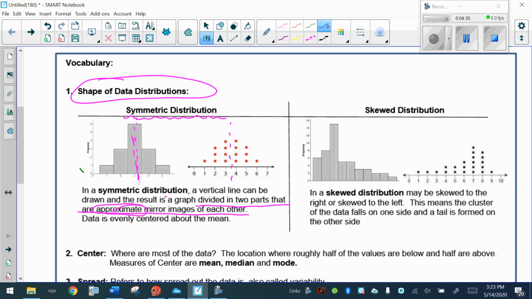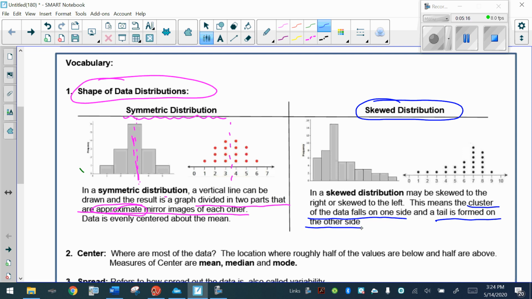The other type, which is a little bit harder to understand, is what's called a skewed distribution. It says in a skewed distribution, oh, I think that's a typo, but that's okay. A distribution may be skewed to the right or skewed to the left. This means the cluster of the data falls on one side and a tail is formed on the other side. So a cluster is on one side and a tail is on the other.